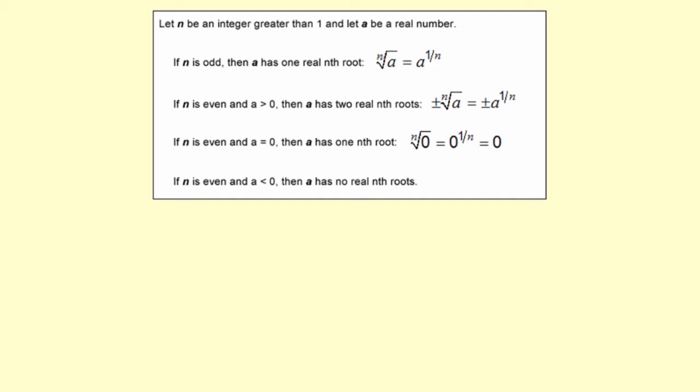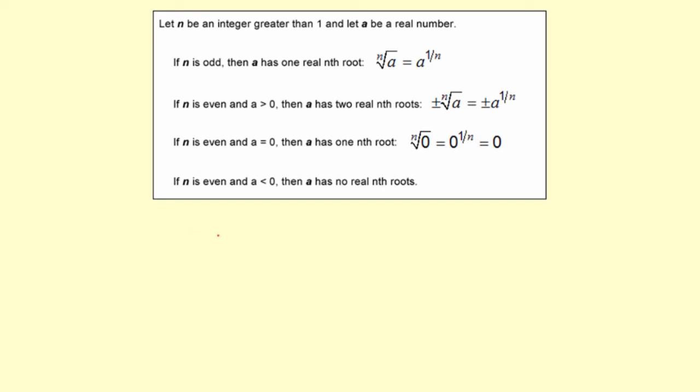So n has to be a whole number greater than 1, or a positive integer greater than 1, and let a be a real number. If n is odd, then a has exactly one real nth root. If n is even, then a has 2 real nth roots. And if n is even and a is 0, then you just have 0 to whatever equals 0. And then if n is even and a is less than 0, there are no real nth roots. So these are all used when solving equations.